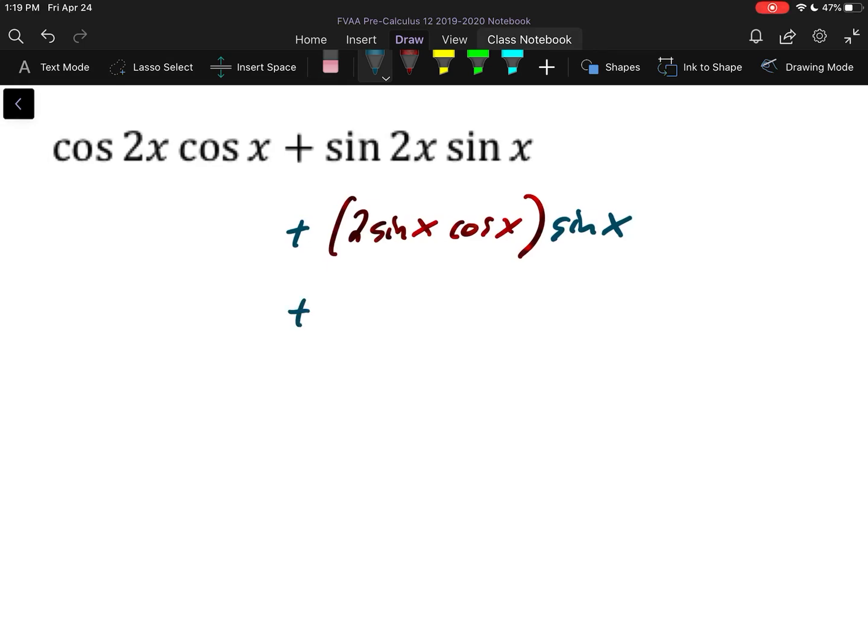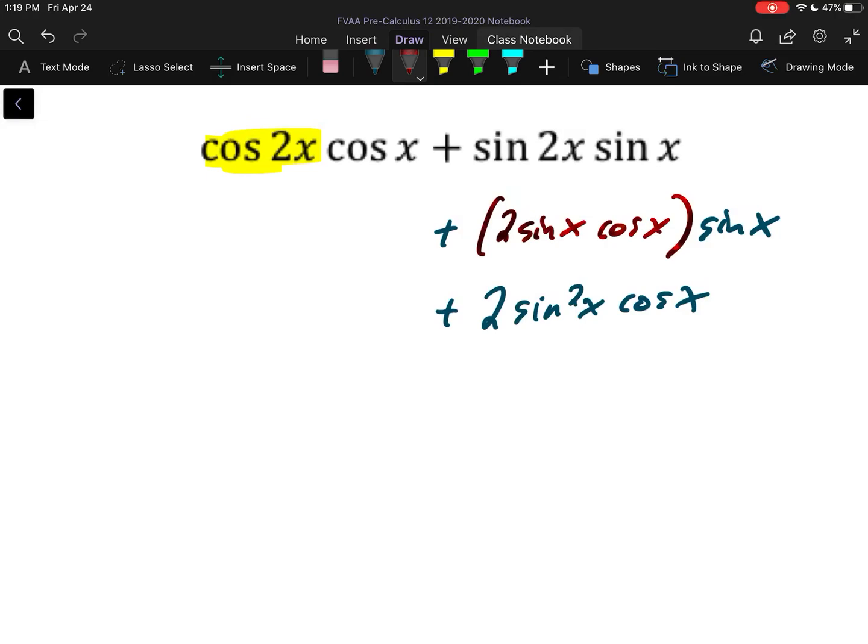And so I multiply the sine x into the 2 sine x cos x. I get 2 sine squared x cos x. Okay. So the fact that I get that 2 sine squared x gives me a hint for what maybe I should do on that left side. Since I get that sine squared x, I'm going to substitute this with the one that has 2 sine squared in it. So I'm going to substitute that one with 1 minus 2 sine squared x times cos x.